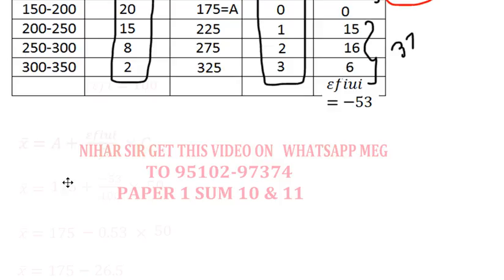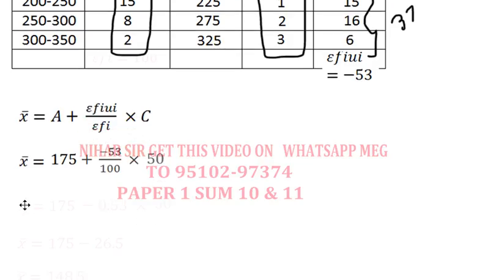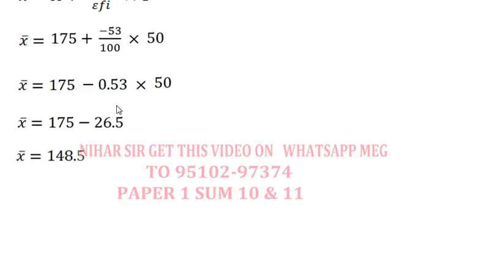Now I will apply its formula: A plus sigma fi ui upon sigma fi, into C. Now A is equal to 175, that's minus 53 upon 100 into 50. 53 divided by 100 is 0.53, and this is plus minus minus. Now 0.53 into 50 is 26.5, and if I subtract it, that's 148.5.